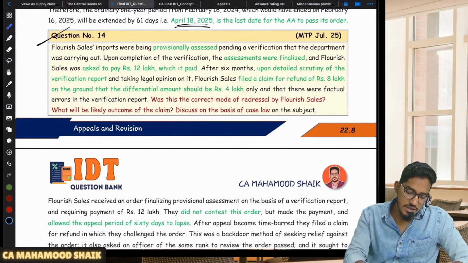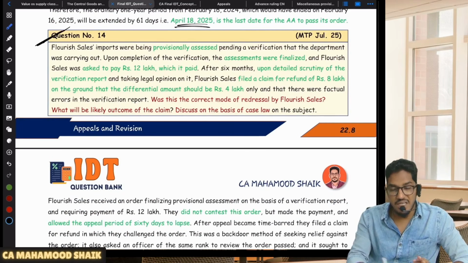Right, let us see it. This is one thing which is related to customs. This is based on one case law related to customs, but I will tell you here whatever is relevant. Later we will see later.